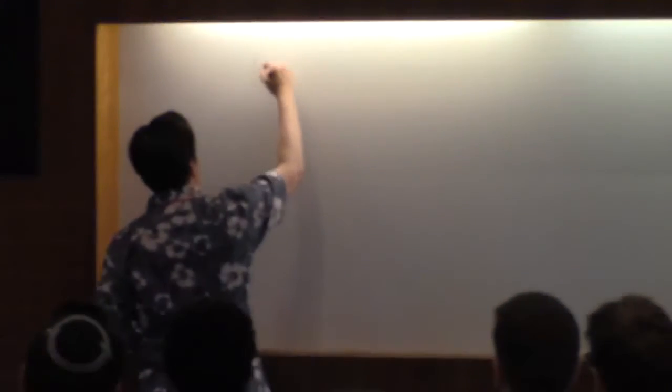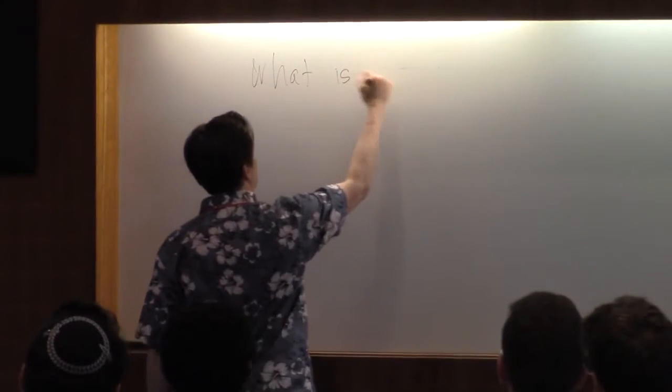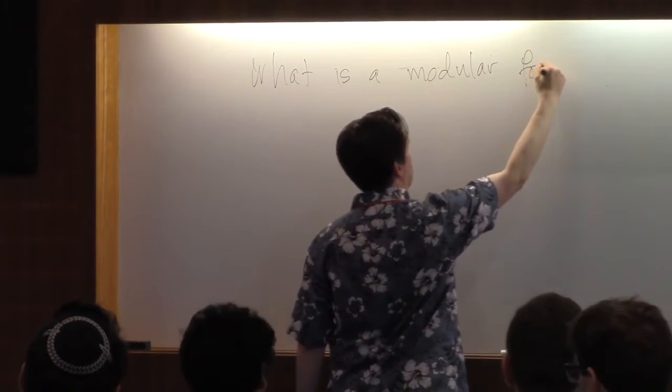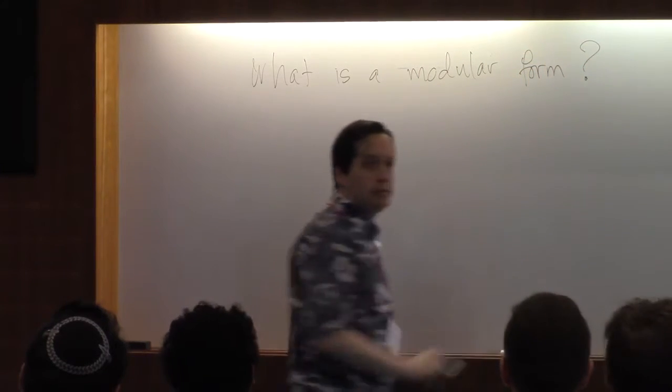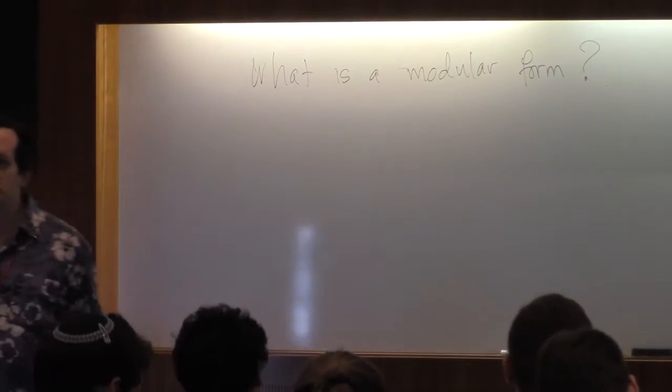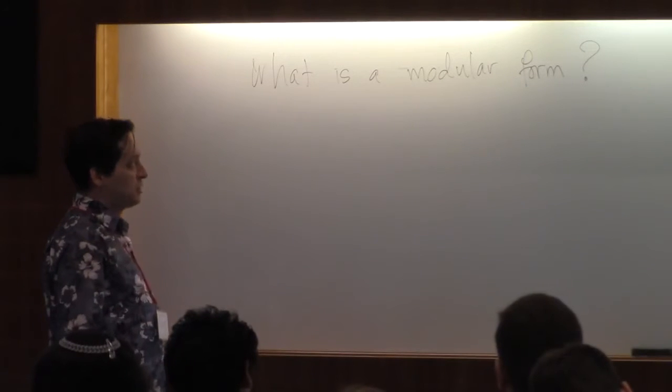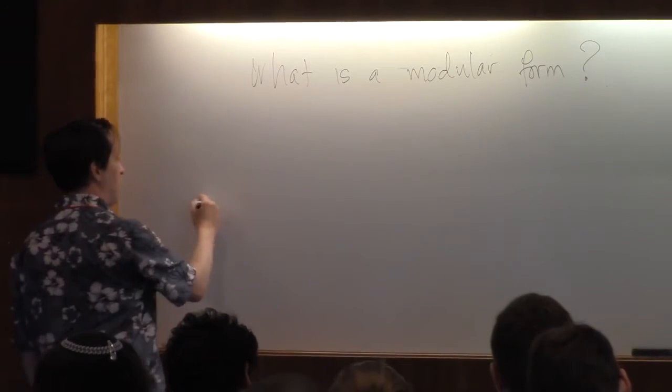Start off explaining what is a modular form. Actually, the first question really should be, can you read my handwriting? Those in the back, legible? Yes. Okay, thumbs up. Good. So a modular form is a special type of analytic function on the upper half plane.